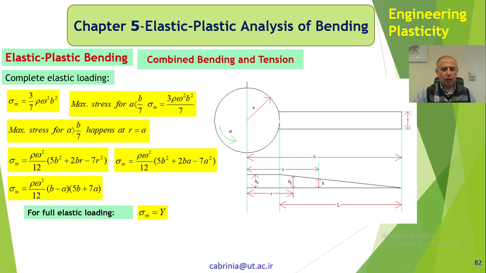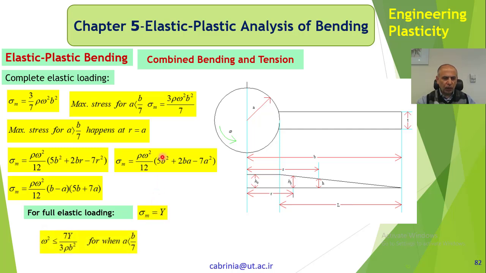For full elastic loading, the maximum elastic loading that we could get is the boundary between elastic and plastic. So we put sigma m equal to y. Okay, sigma m is equal to y. I put this sigma m equal to y, and I get omega squared from here. Omega squared is smaller or equal to 7 y over 3 rho b squared for A smaller than b over 7, and for A greater than b over 7, I get this. Okay, substitute for these in here, and you get these values.